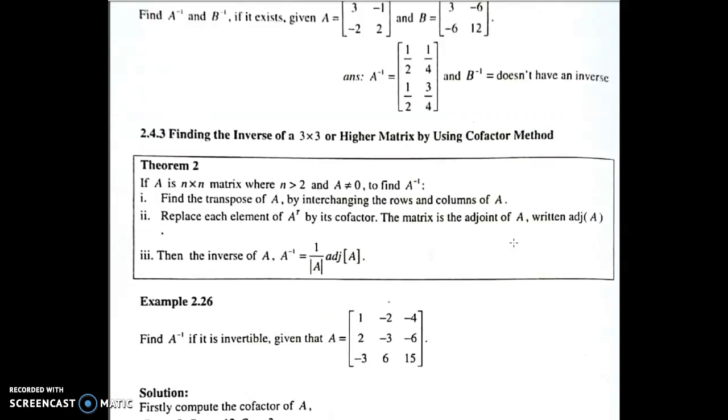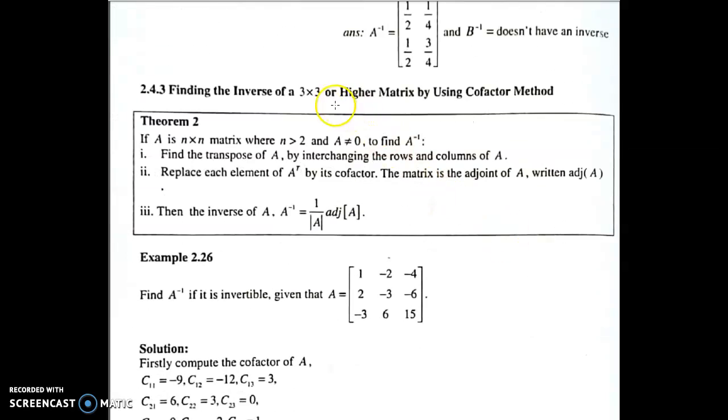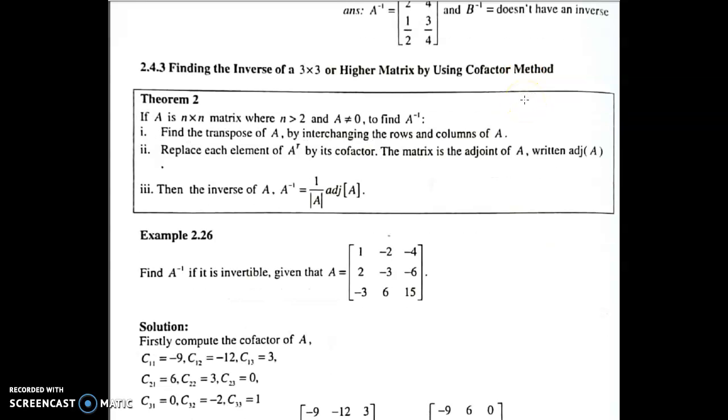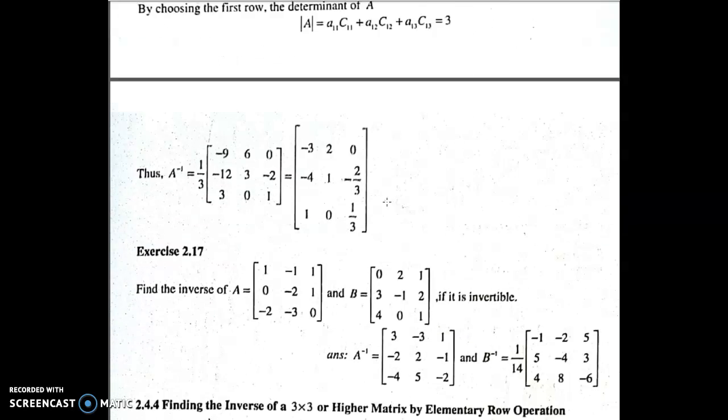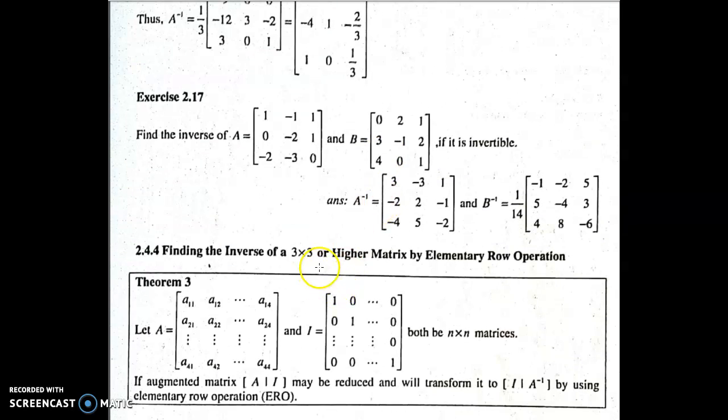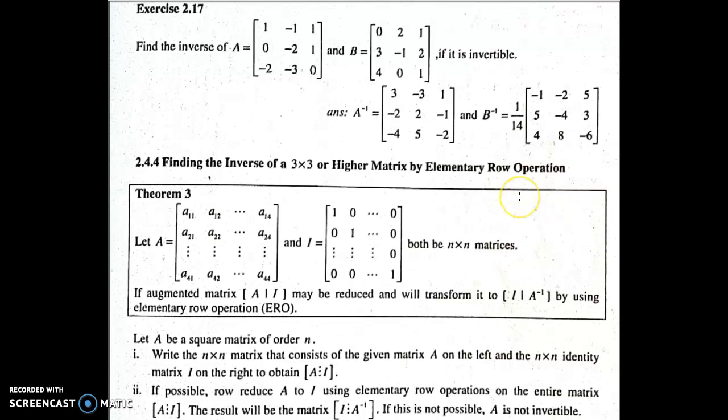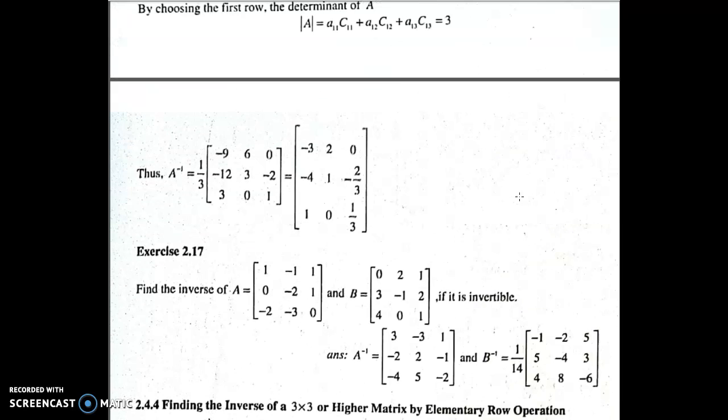In the next video, we're going to talk about finding an inverse for 3 by 3 or higher using the cofactor method. By saying cofactor method, it literally means that we're going to find a minor, we're going to find a cofactor, and later we're going to find an adjoint before we multiply with 1 over the determinant. Okay, as simple as that. And the next will be finding the inverse using elementary row operations, or ERO. Okay, so thank you.